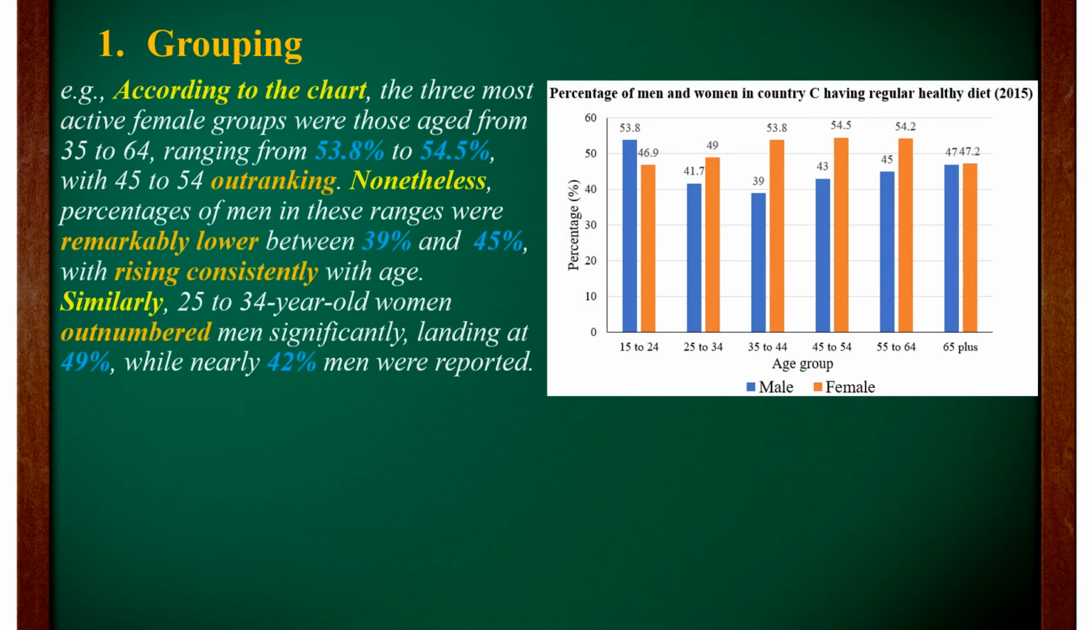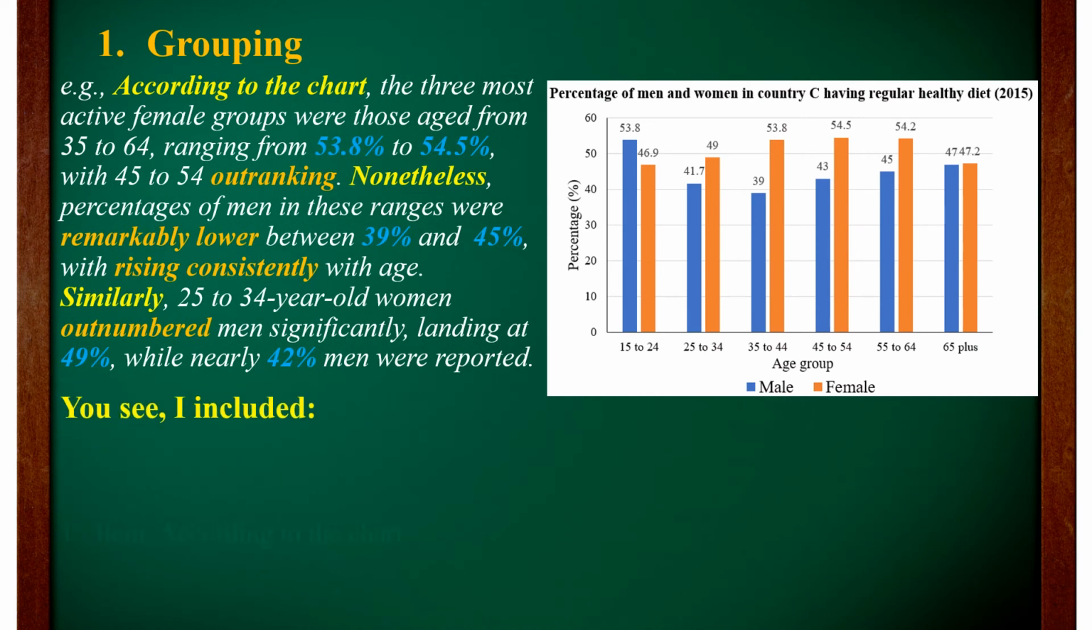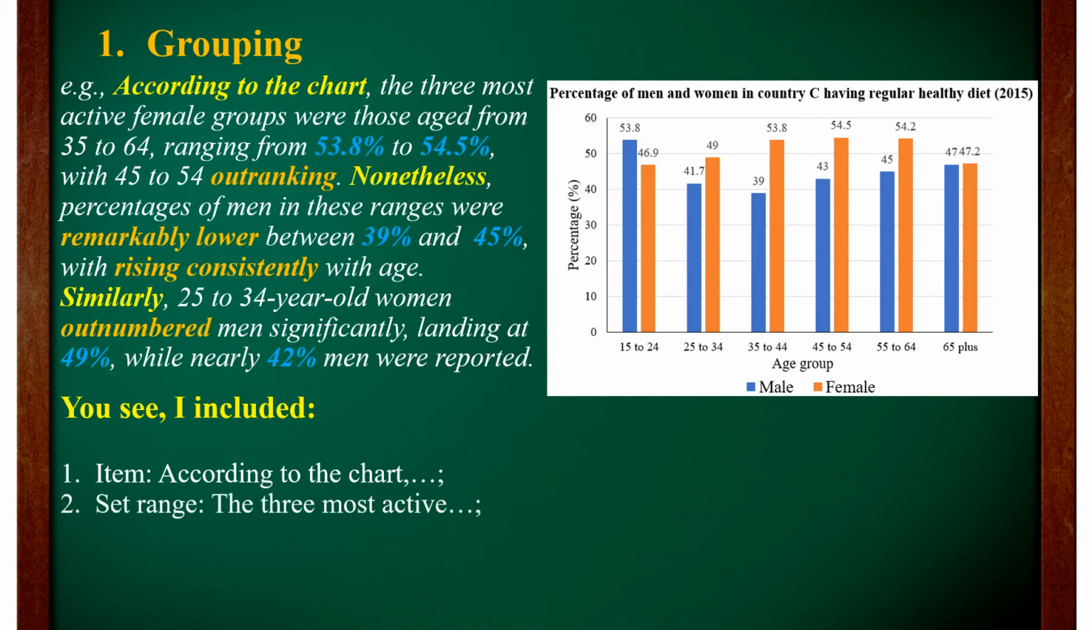The first main feature is grouping. As you can see, I use a clear opening according to the chart to guide the reader to the grouping that is about to be introduced. Then I began the description with three age ranges where the percentages were the highest and roughly equal to each other by setting them in a range between 53.8% and 54.5%. I also mentioned which age range was the highest.